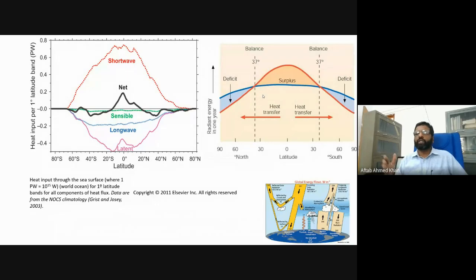But that's not happening to a large extent. Yes, some amelioration effect is there. Why is this? How is this achieved? It is achieved by transfer of heat from the energy surplus region to the energy deficient region. Who does it? Let's look at it.